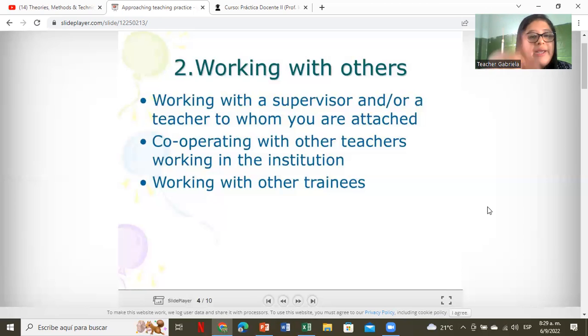Okay? Working with other trainees. It is the same. So teaching practice is not just based on teaching methodologies, teaching kids, teaching teenagers, using theories in the classroom, reading about it. No. Teaching practice first of all is based on you as a future professor.